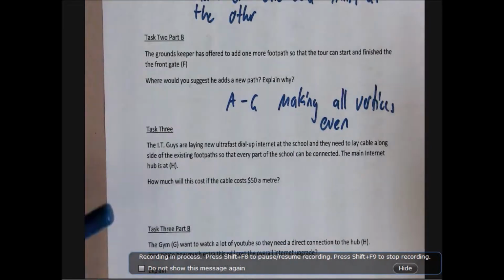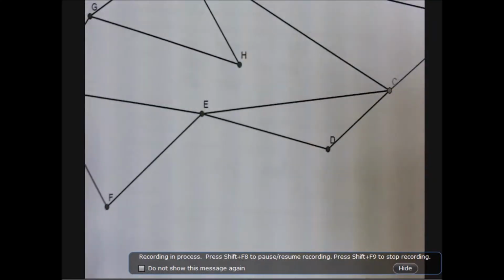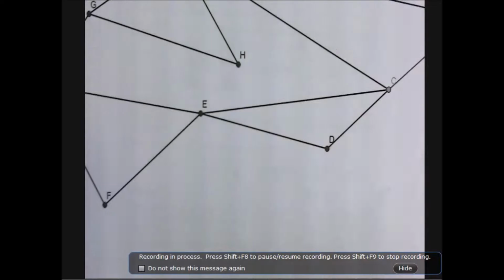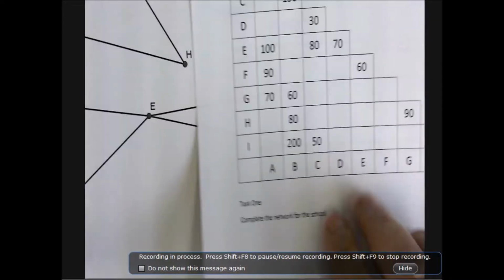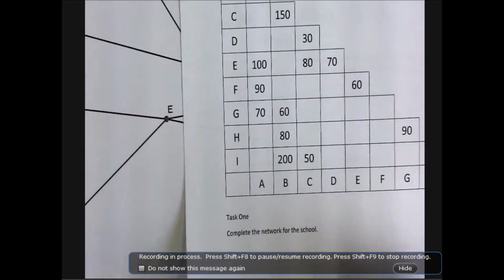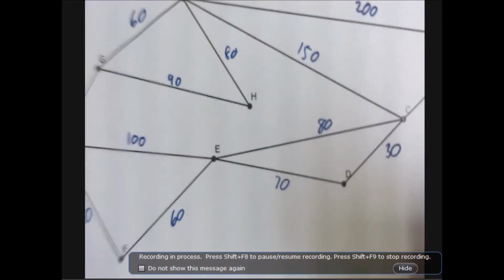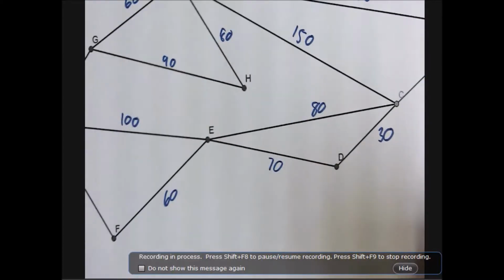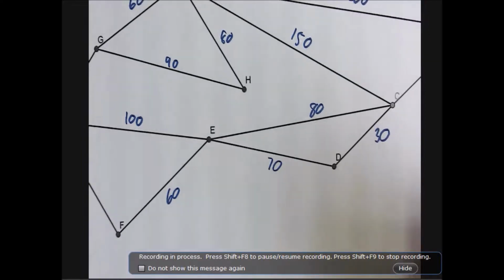Question 3. IT guys are laying ultra-fast dial-up internet. They need to lay cable along the side of existing footpaths so that every point can be connected. So this is connecting all the dots in the network. First we need to lay the numbers out onto our network. So we're going to take the table and put it onto the network. Now I've added all of the weights to the arcs. The next step is to lay all of the paths out in order from shortest to longest.